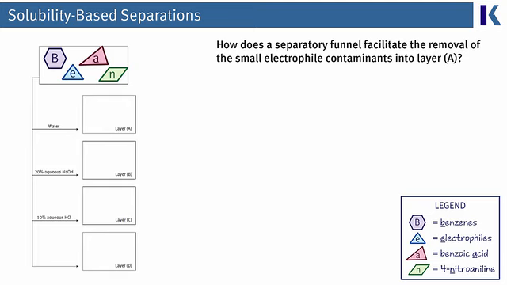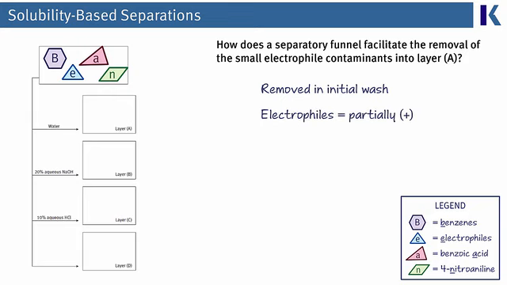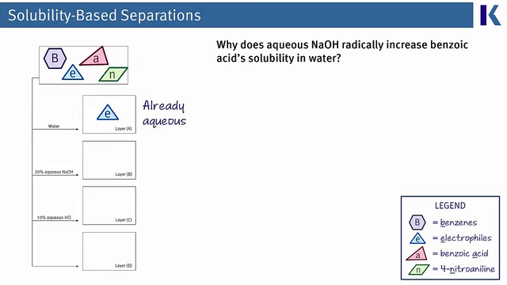Considering the makeup of our mixture, we can predict that the small electrophile contaminants will be removed from the sample organic phase during that first wash. So how do you know that the small electrophile contaminants will in fact be the first component extracted into the aqueous layer? By definition, electrophiles are at least partially positive, so they are charged, making them by far the most like water, as they are already aqueous. So the student was able to extract the small electrophile contaminants into layer A, since the other components in the mixture would not easily dissolve in water.